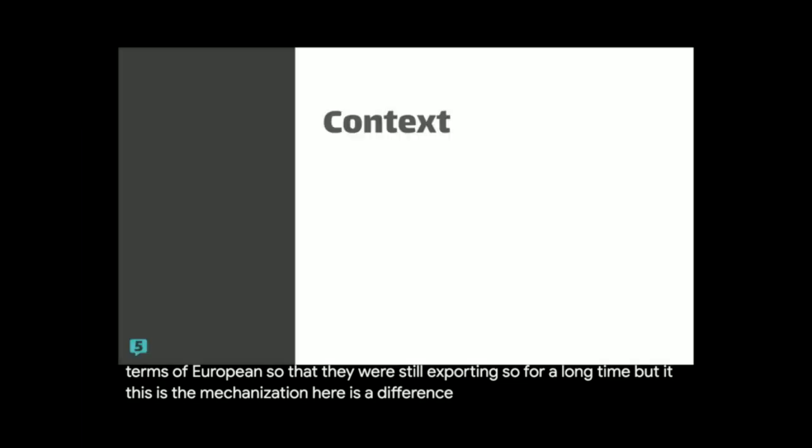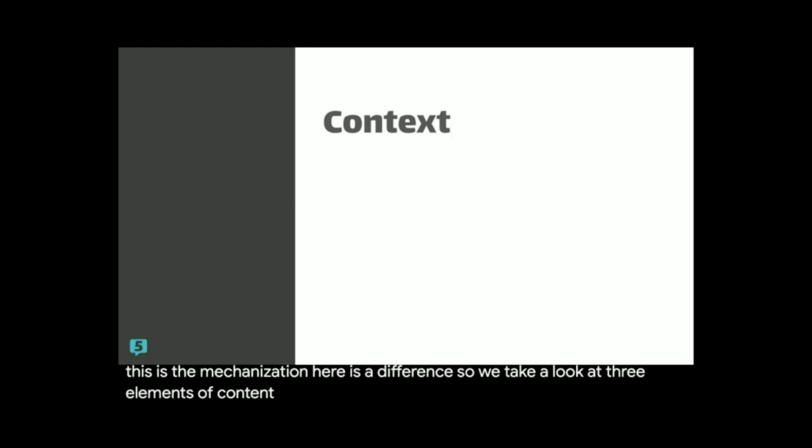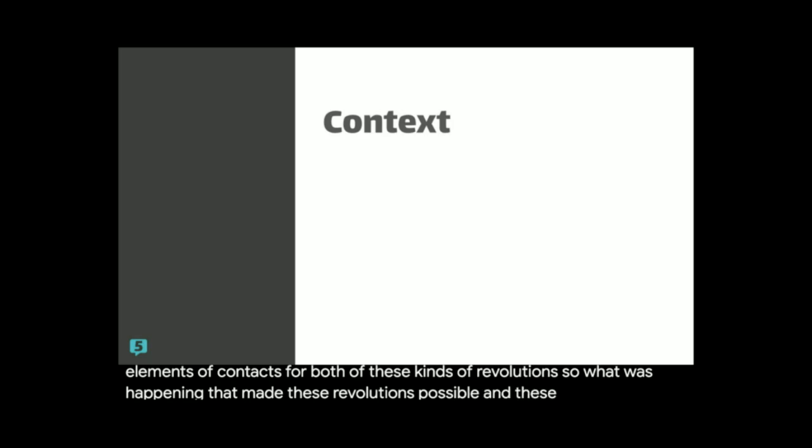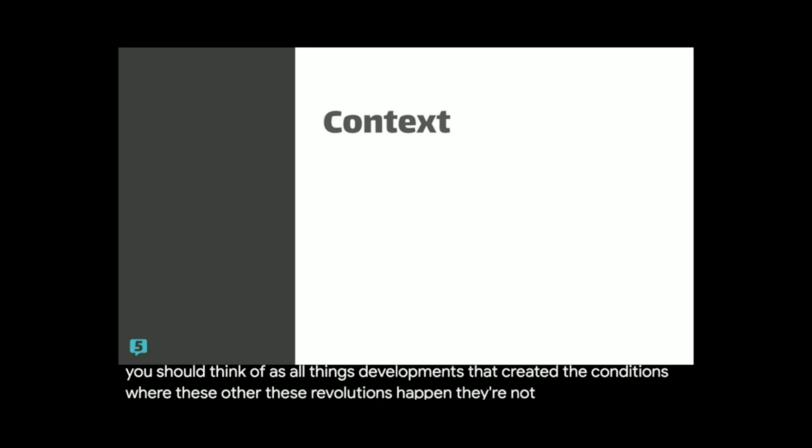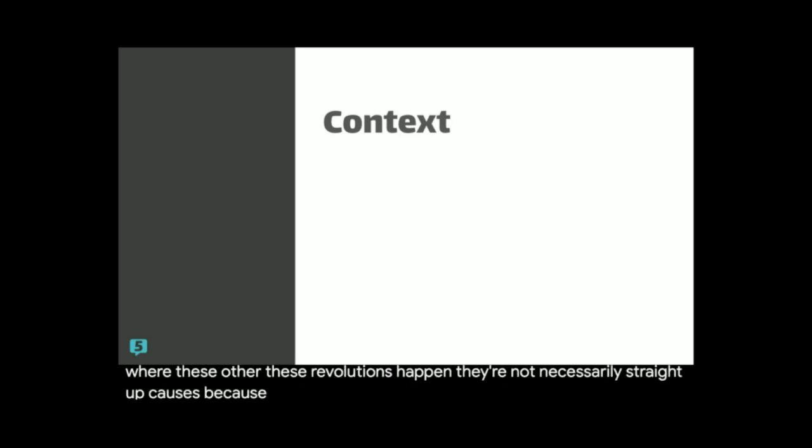Okay. All right. So we're going to take a look at 3 elements of context for both of these kinds of revolutions. So what was happening that made these revolutions possible? These are developments that created the conditions where these revolutions happen. They're not necessarily straight up causes, because there's a lot of factors that go into different revolutions, but they are part of the groundwork.